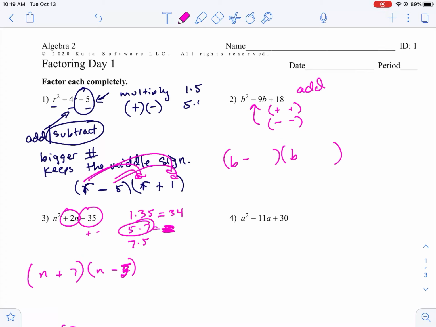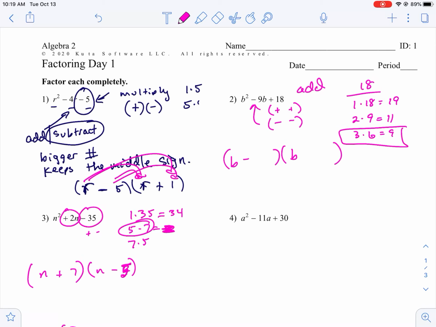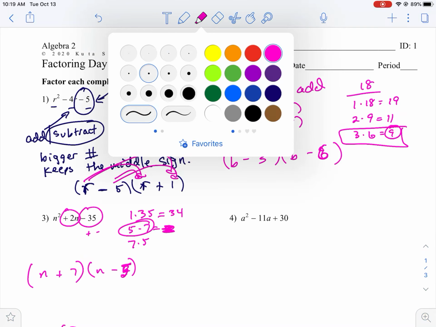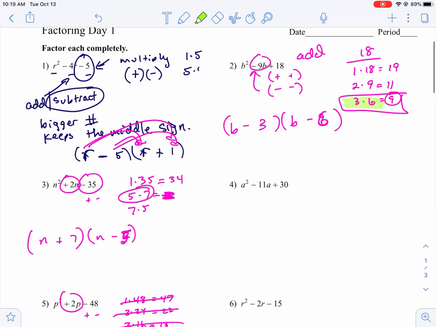You're going to add. So 18, we're trying to find numbers that make 18. So 1 times 18, but when you add that, that's 19. 2 times 9, when you add that, you get 11. 3 times 6, 3 plus 6 is 9. That's what we want. We want 9 because this middle number is 9. So B minus 3, B minus 6, okay? You don't actually want the 9. You want these two numbers, okay?